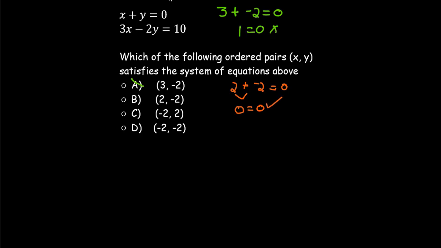That worked for the first one, so let's see if we can check it off for the second equation. Over here, this is 3 times 2 up front, because our x value is 2.